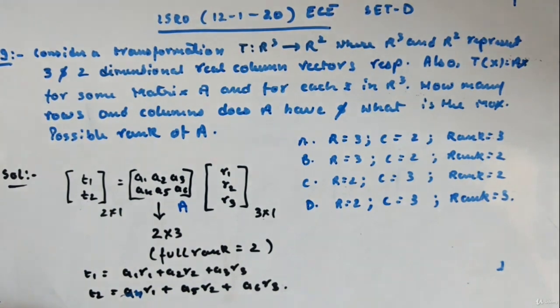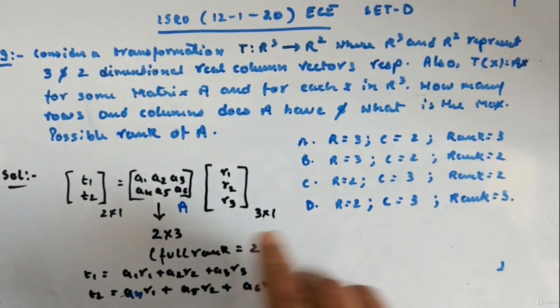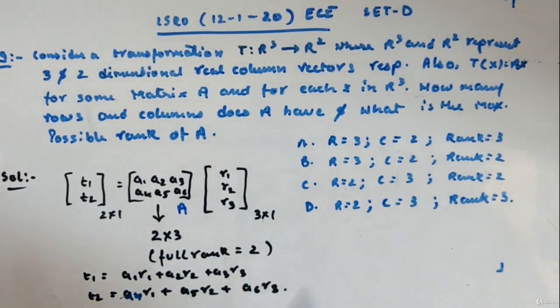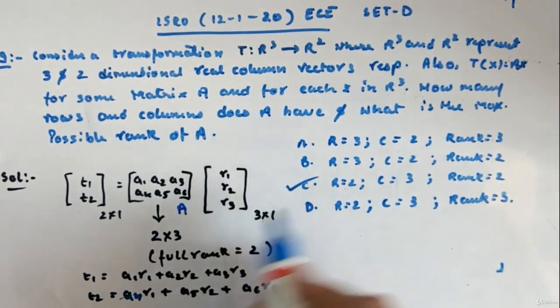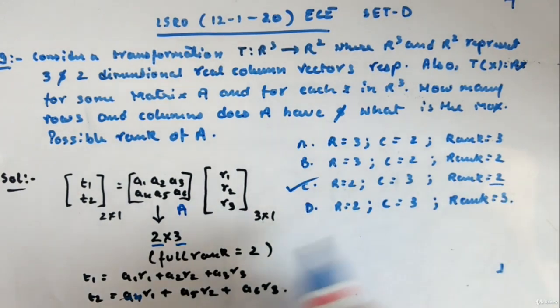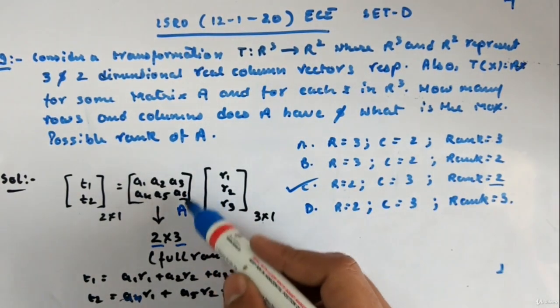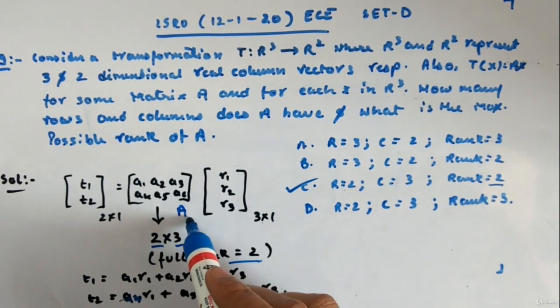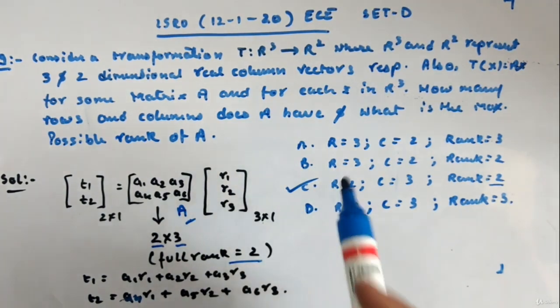So according to this question, the answer should be C. Row is equal to 2, column is equal to 3, and the rank should be equal to full rank 2. So this should be the property of A. C should be the answer.